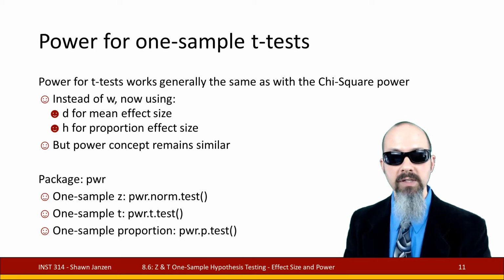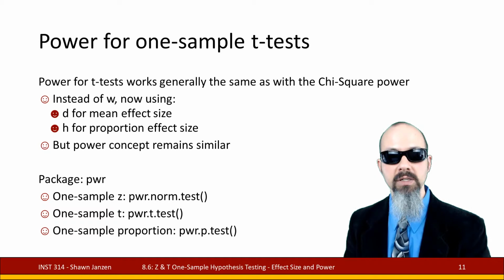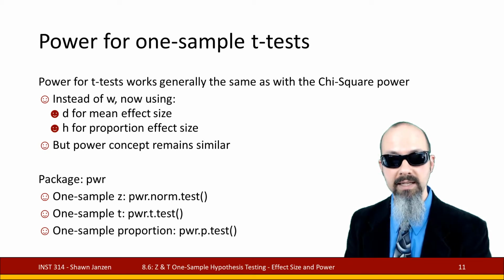We're going to reference functions from the pwr package, and we're going to have three different functions for this. If you're doing a one sample z, your function is pwr.norm.test. If you're doing a one sample t, it's pwr.t.test.